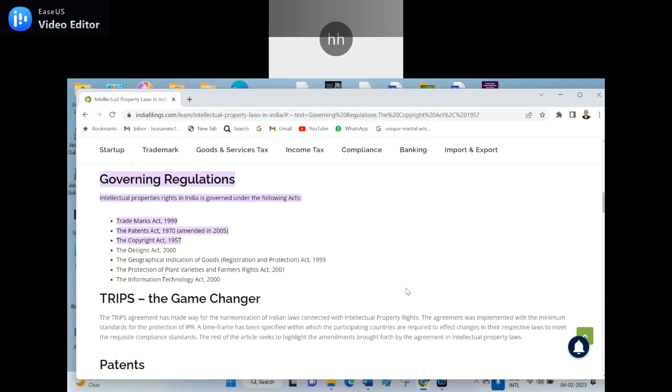What comes next? Patents. If the patent comes next, then next? Trademarks. Trademarks comes next. Next, Designs Act. Designs.